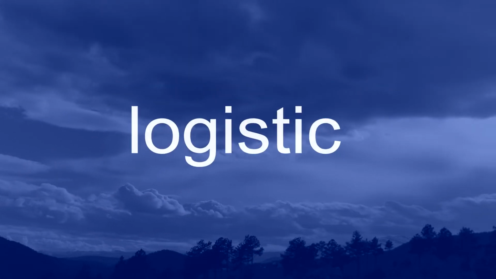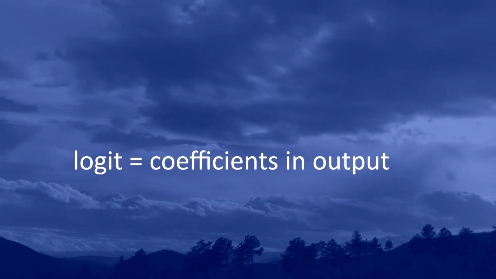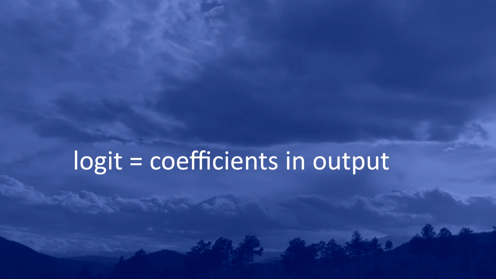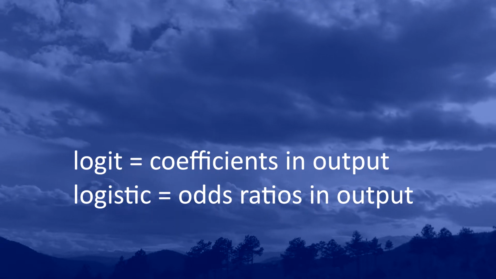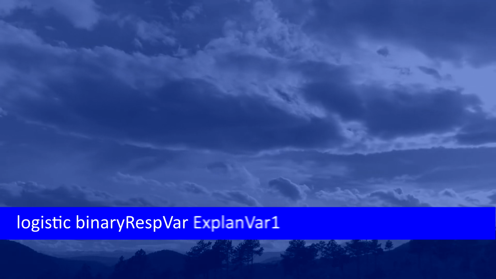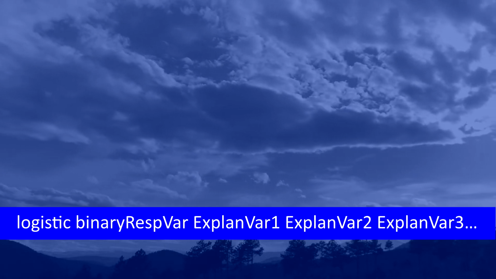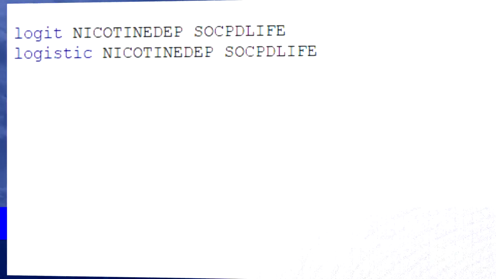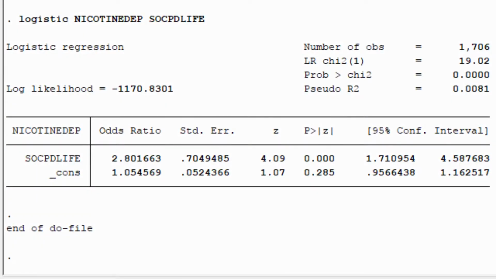We're going to use the logistic command rather than the logit command. The Stata logit command provides coefficients in its output, while the logistic command provides odds ratios in its output. The logistic command is formatted the same way as the logit command. Logistic, binary response variable, explanatory variable 1, explanatory variable 2, explanatory variable 3, and so on. Here's our code. Logistic, nicotine dep, soc PD life. And here's the output.